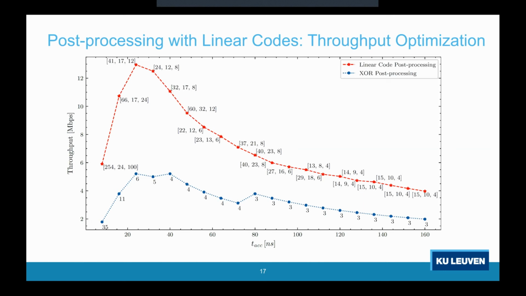In this figure, as I said, we can also observe that the throughput of the n-stage XOR post-processing is always significantly lower than the throughput after post-processing with the generator matrix of a linear code, which can be seen as the difference between the red and blue lines.